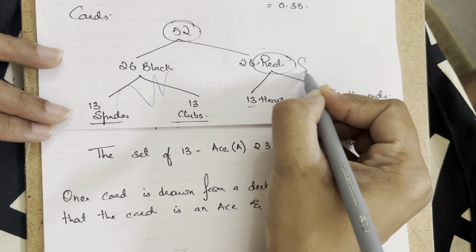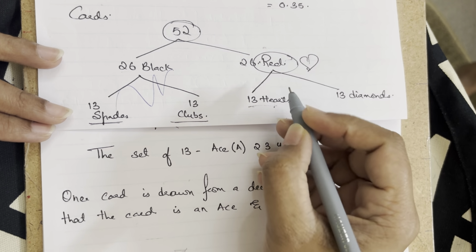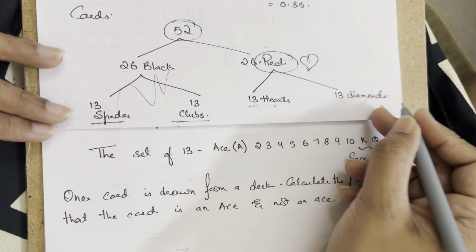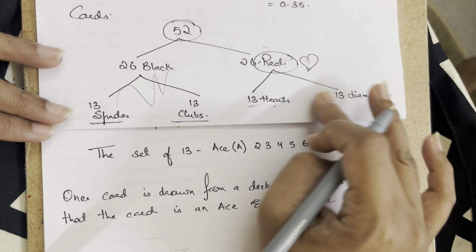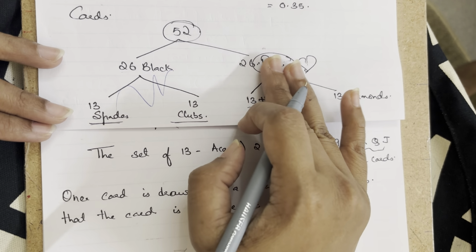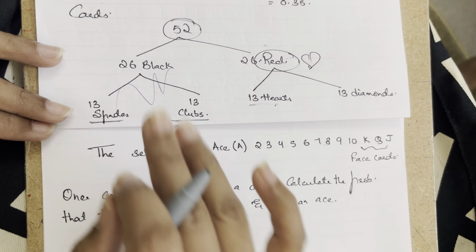Red is for love, and so when we talk about love, it's about hearts and diamonds. All of that is there. So you can remember red falls under the category of hearts and diamonds. Spades and clubs go under the black.